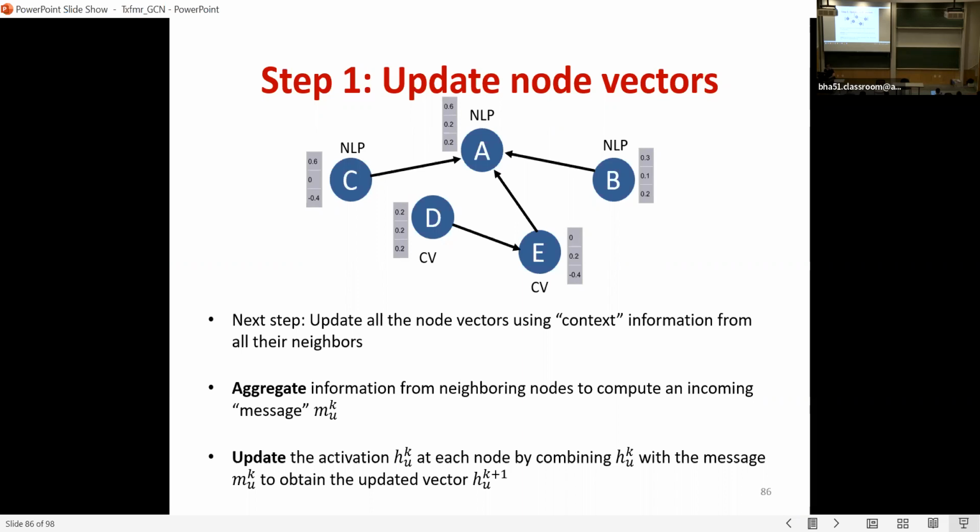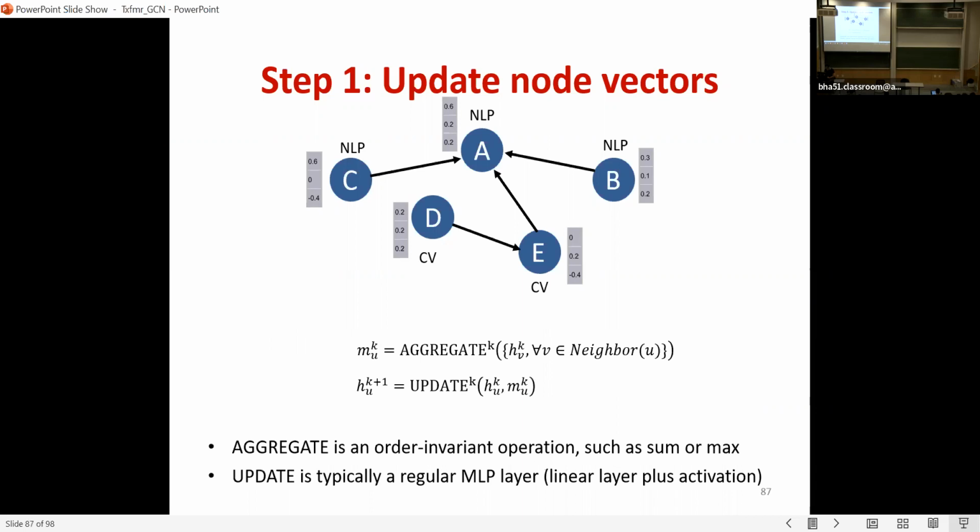Aggregate means gathering all the information from the nodes that are linked to your node. Let's say the node is going to be called U. So node U is going to be linked to node V, node W, node Z, etc. You want to aggregate the information of all of these nodes into something that we call a message for U. And then you're going to use this message to update the representation.